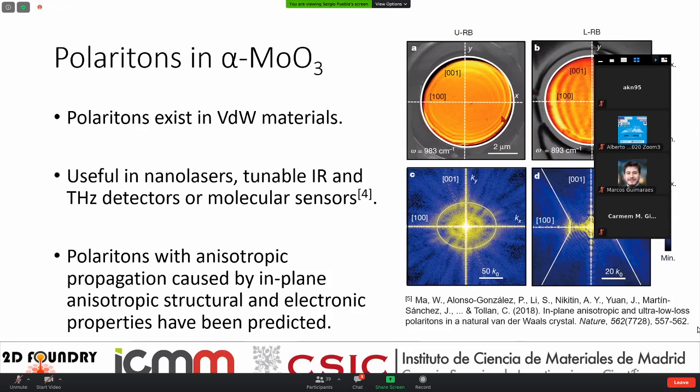In fact, this is a disk of molybdenum trioxide, and in these polaritons you can see the interference with the edges of the flake, of the sample. And here you can see the dispersion of these two bands, and you see this anisotropic dispersion. In one it has an elliptic type of dispersion, and the other has a hyperbolic type of dispersion.